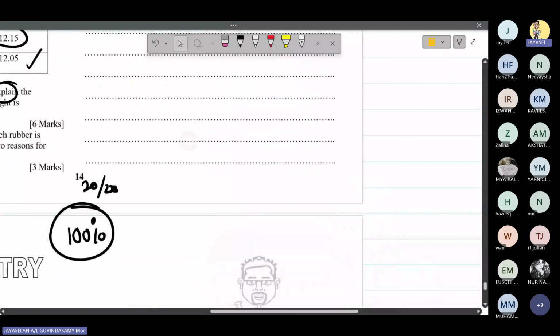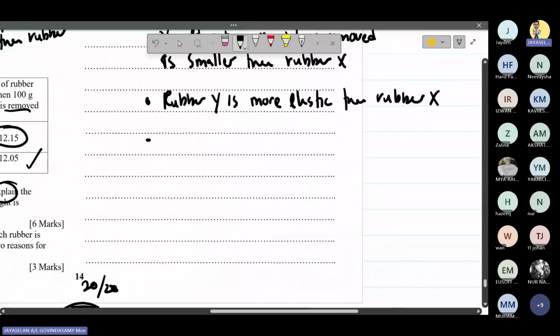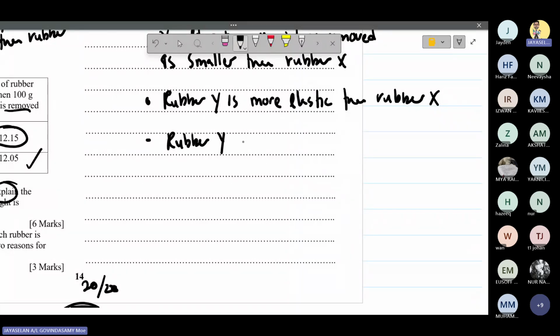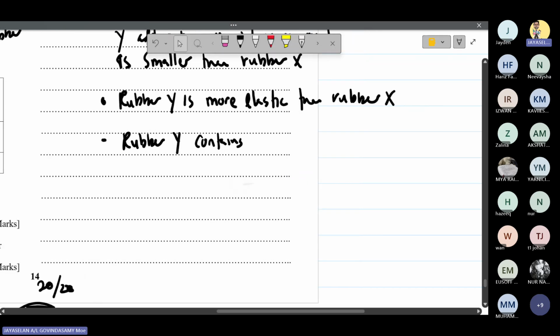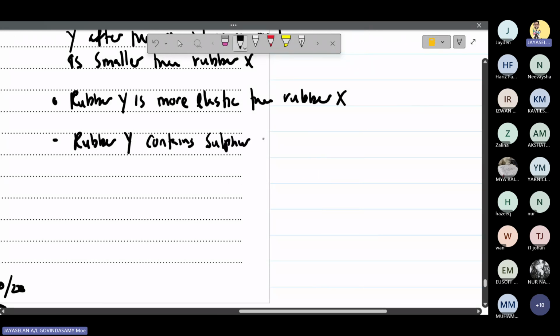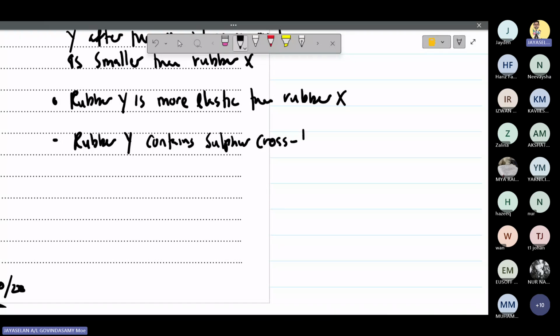Yes, explain. So rubber Y is vulcanized rubber, right? It contains what? Sulfur crosslinks. So you letak macam ni: rubber Y contains sulfur cross links. Kenapa kacau nantilah. Okay, sulfur crosslink dia wujud antara mana? So between the rubber polymers. Okay, between the rubber polymers lah. So ini sudah dapat satu markah.